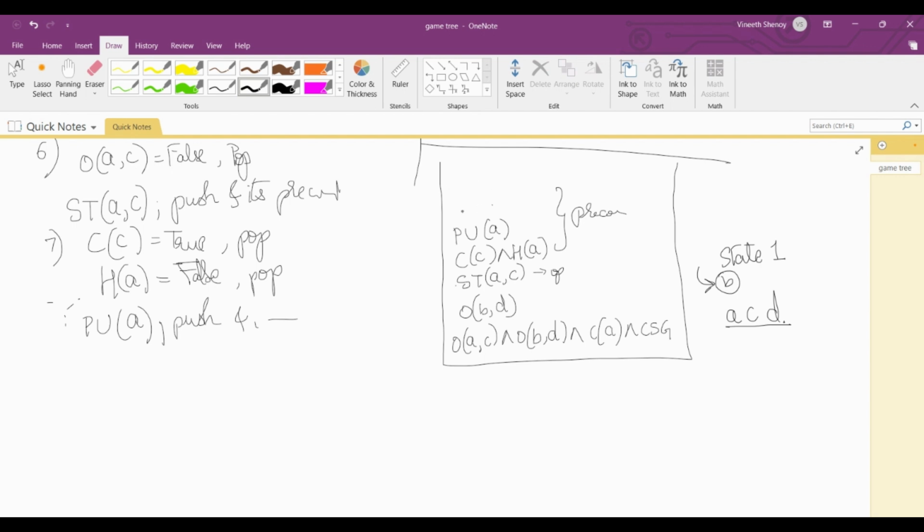So we will use pick up of A and its preconditions. To pick up A, what should be the conditions? First thing, the top of A must be clear, and if the top of A is clear, then you need the arm to be empty. Is there any other precondition required for pickup of A?